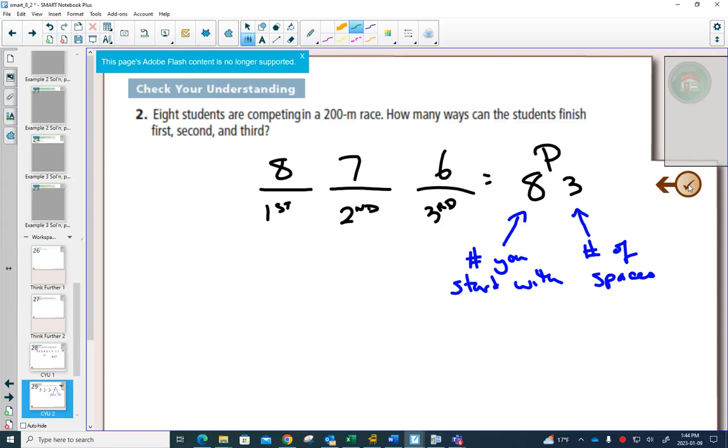Questions for practice on this one are 4, 6, 7, and 8.